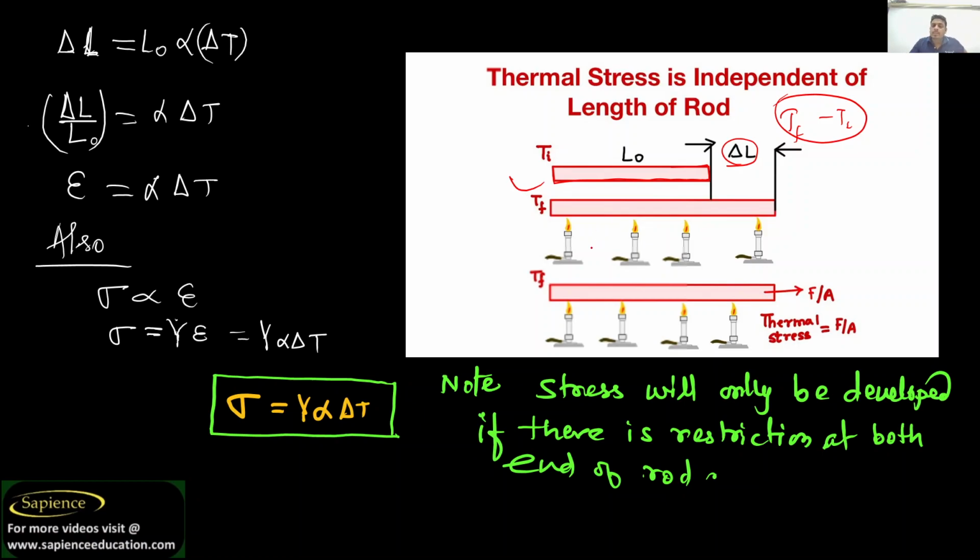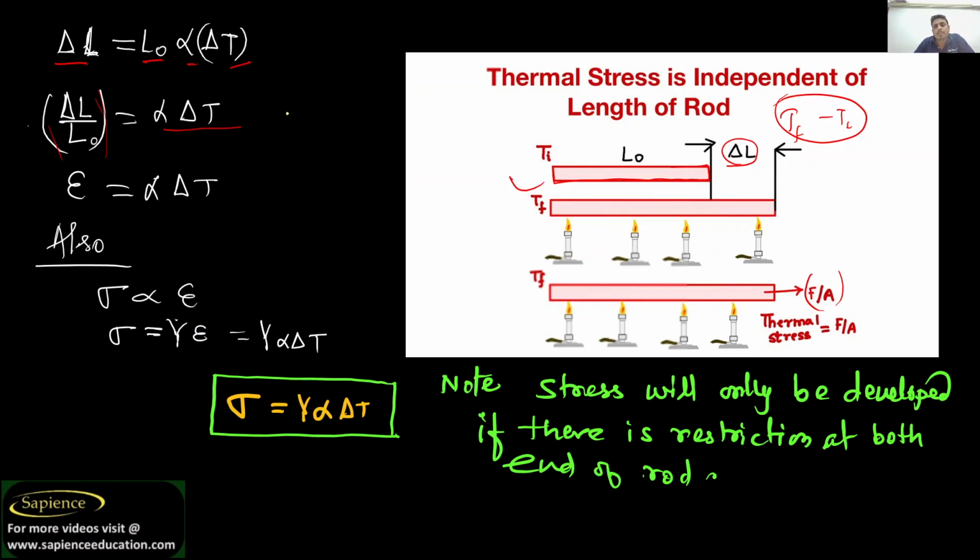Now when we heat this, what will happen? There will be a thermal stress production. Thermal stress is equal to F by A. Now tell me, as per the earlier discussion, thermal expansion: change in length is directly proportional to the original length into alpha into delta T. So can we write here change in length by original length is equal to alpha into delta T? Definitely we can write here.